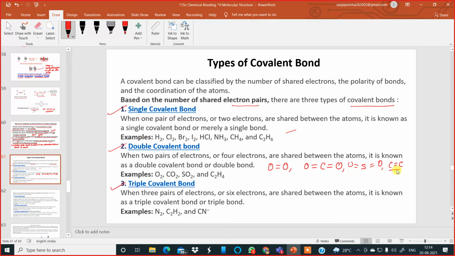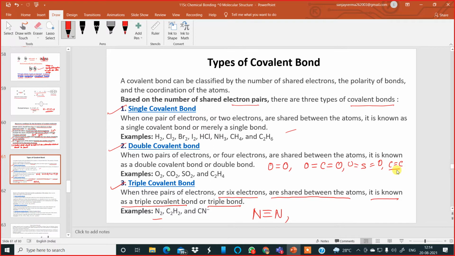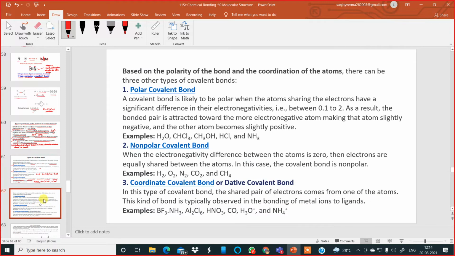Then the third type of covalent bond is called triple covalent bond, when three pairs of electrons or six electrons are shared mutually between the two combining atoms. It is known as a triple covalent bond or simply a triple bond. In the nitrogen molecule, you'll find a triple bond. You'll find a triple bond in ethyne, acetylene, C2H2, or in the cyanide radical, CN. Okay, so these are the types of covalent bonds on this slide.